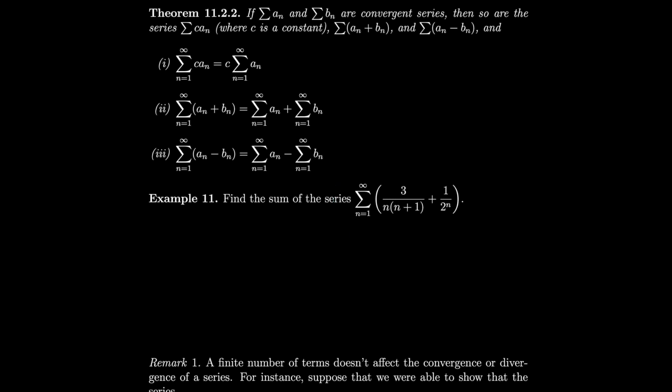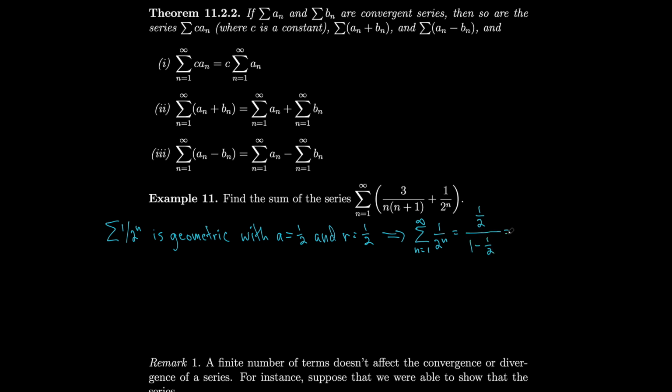So it seems like this guy over here is a geometric series with a equals 1/2 and r equals 1/2. So I'll just write that 1 over 2 to the n is geometric, where a is 1/2 and r is 1/2. So that implies that the sum of this thing, 1 over 2 to the n, must equal a over 1 minus r, which is 1/2 over 1/2. So that's just 1.